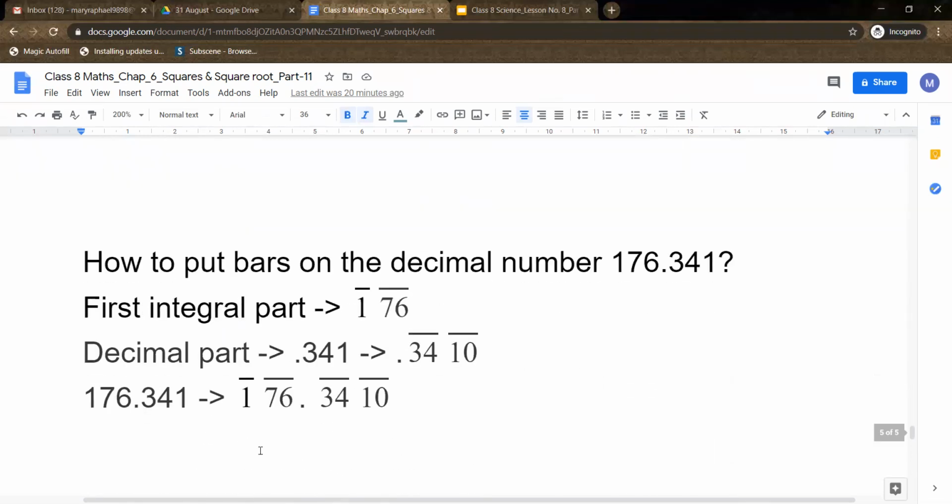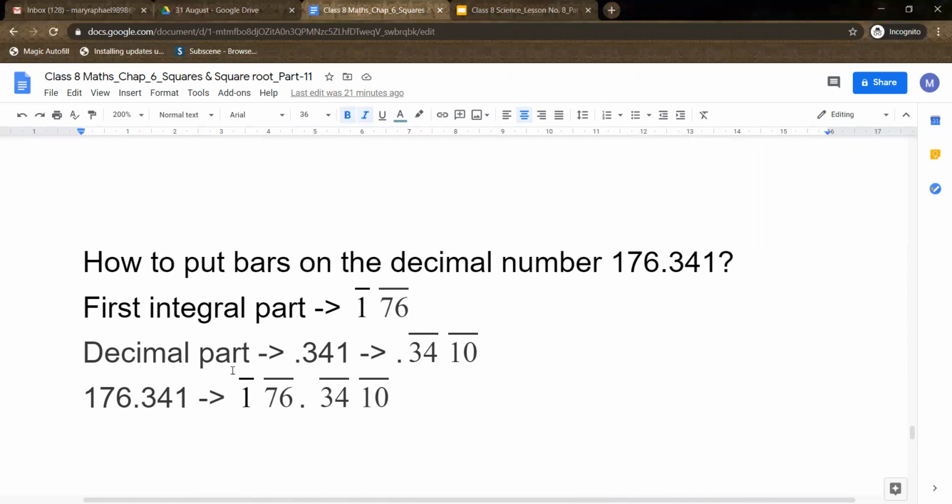Now see how to put bars on the decimal number 176.341 for finding the square root. See here, 176 is the integral part. As we did now, we have to go by ones place, tens place, hundreds place, like that. And after the decimal, that decimal part, there is a difference. First the integral part, 176. Starting from the right to left, two digits, ones and tens together, 76, 1 bar. Then the next number only 1 bar.